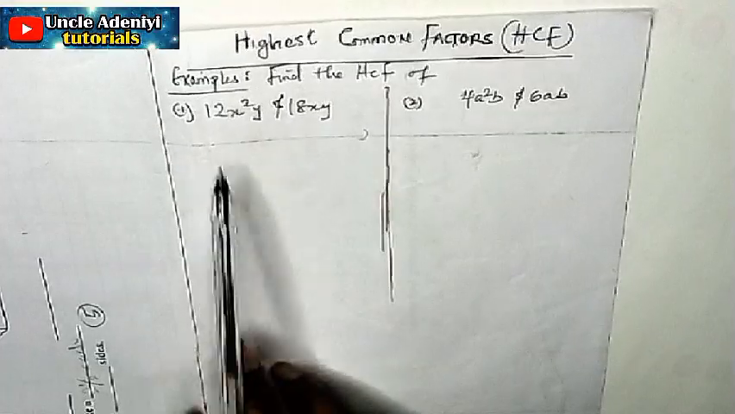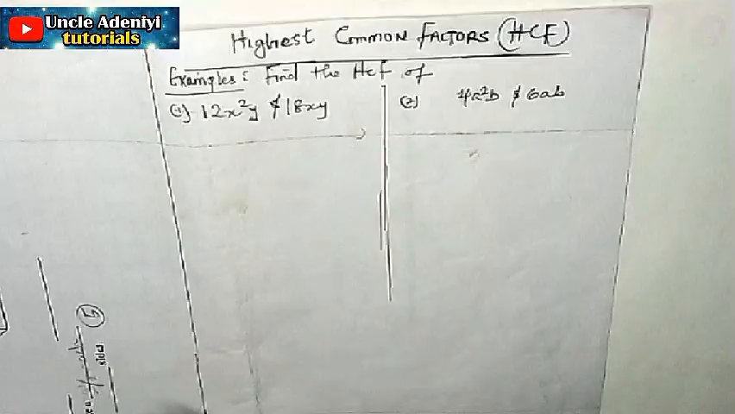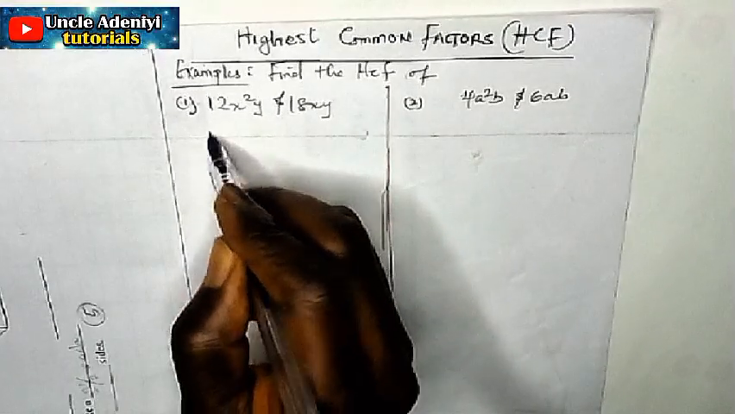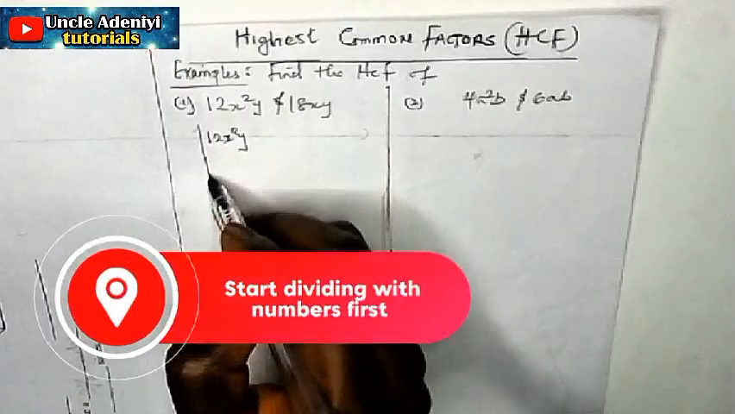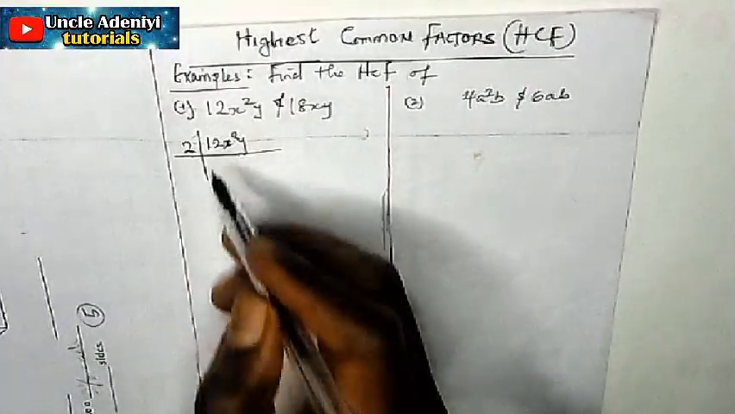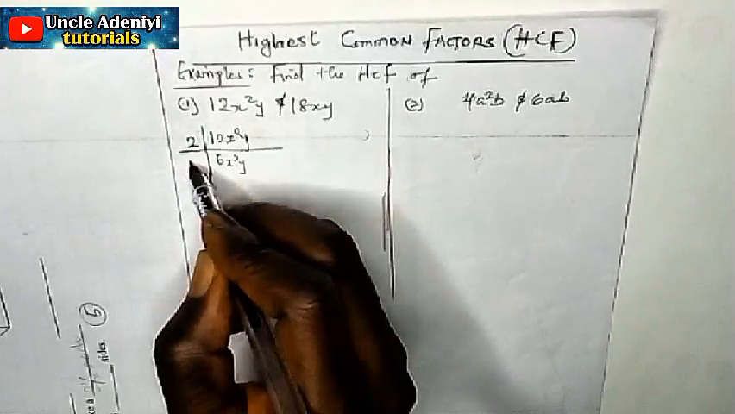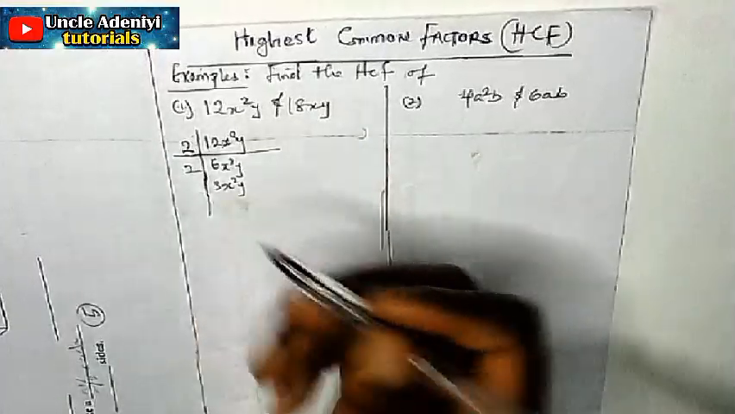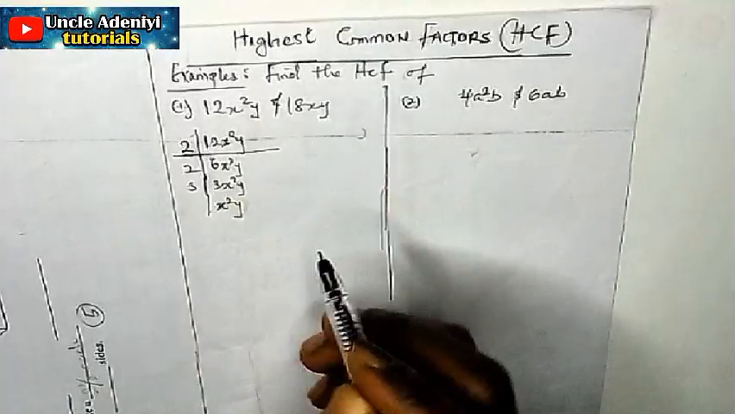You are asked to find the HCF of 12x squared y and 18xy. So now, what are you going to do? It is very simple. You write your 12x squared y, right? Make your table. So what can go? 2 can go, right? 2 in 12 will give you 6x squared y. 2 can still go, which will give you 3x squared y. 2 cannot go again, but 3 can go, which will give you x squared y.